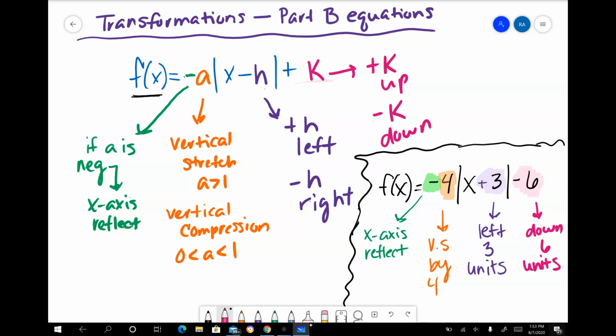So that is it for this section, for part B of transformations, by looking at the equation and stating the transformation. So that's all we did, is I gave you an equation and I wanted you to state the transformations. All right? So I hope this helped. Email me if you need any more questions.